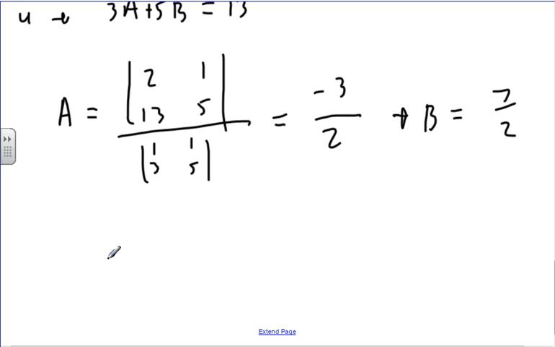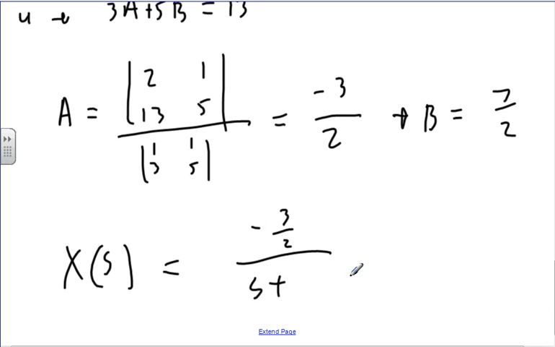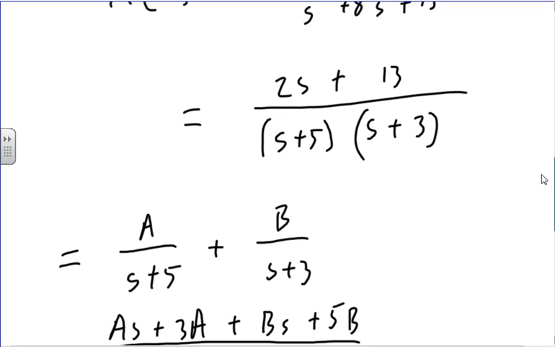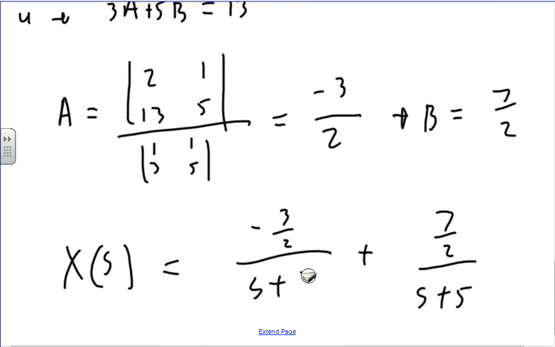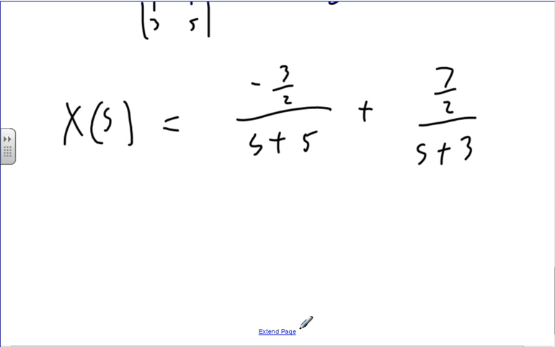Okay, so x of s is equal to minus 3 over 2 divided by s plus, is it 3 or 5? Plus 7 over 2 over s plus 5. I hope I got those in the right order. And I don't. Five, 3. Okay, that's better. And then I take my Laplace transform table, and I notice that that's number 7.